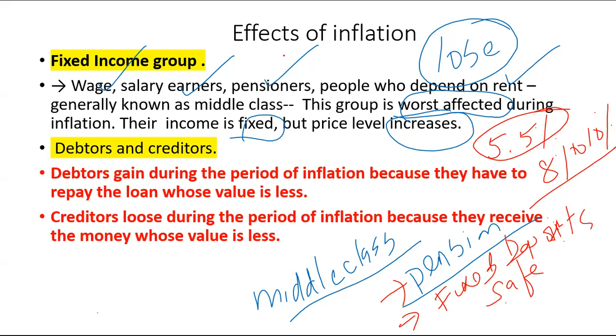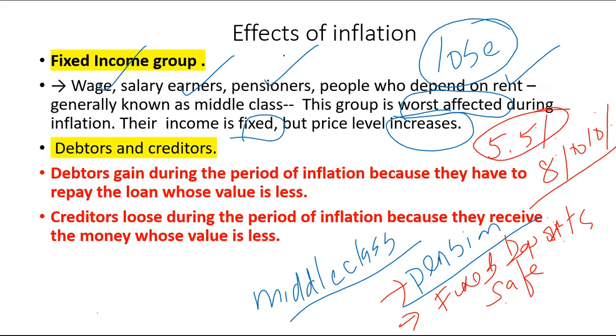So how will you survive? You will have to buy milk, you will have to buy groceries, you will have to teach your children, you will have to send them to schools, etc. So the middle class are literally killed because of inflation. Children, who are the middle class? Daily wage earners, fixed income group, pensioners, all these people are considered middle class.